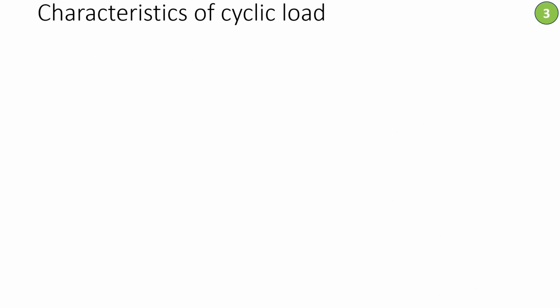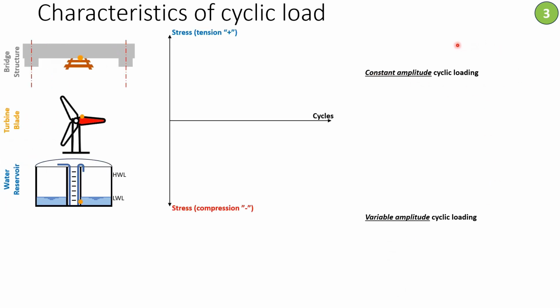Okay, let's talk a little bit about the cyclic loading that causes the fatigue failure. We have 2 types of cyclic loading. We have constant amplitude cyclic loading and we have variable amplitude cyclic loading. We'll start with the constant amplitude cyclic loading. And to understand the nature of the cyclic loading, we're going to give real life examples.